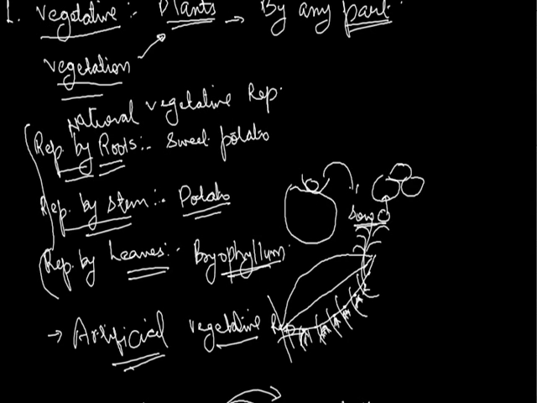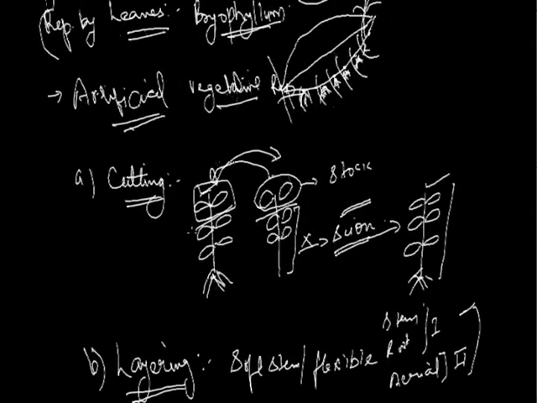If we talk about the types of vegetative reproduction, it is divided into two parts: natural vegetative reproduction and artificial vegetative reproduction. Natural vegetative reproduction means the plants themselves produce another plant from any plant part, whether root, stem or leaf, and artificial means this process is done by man.